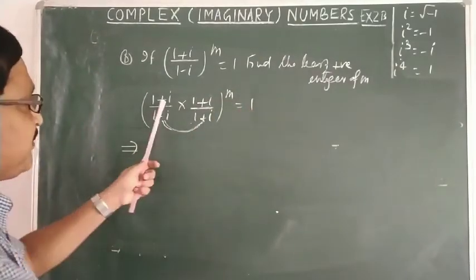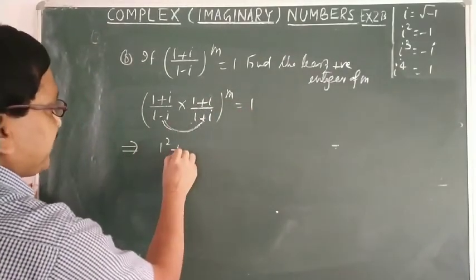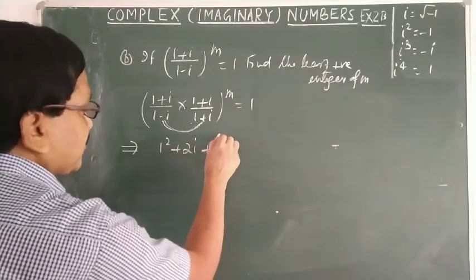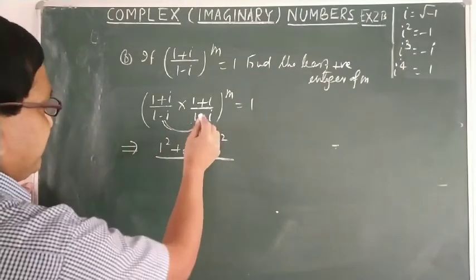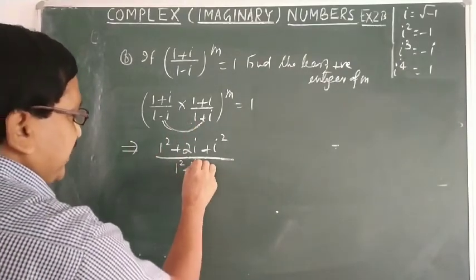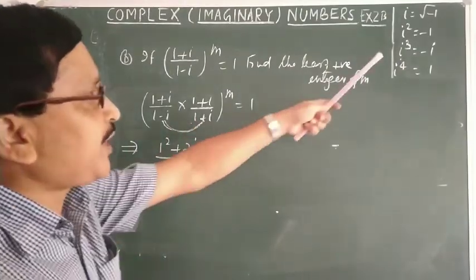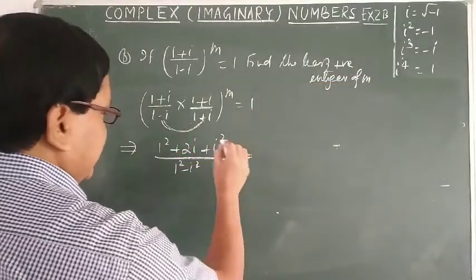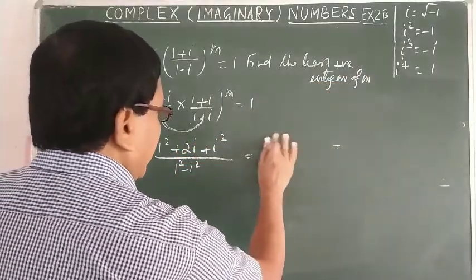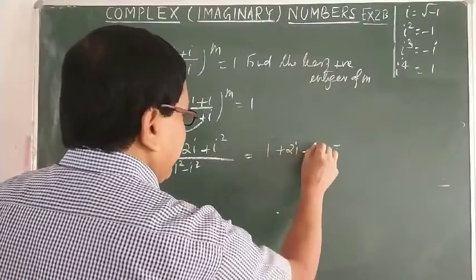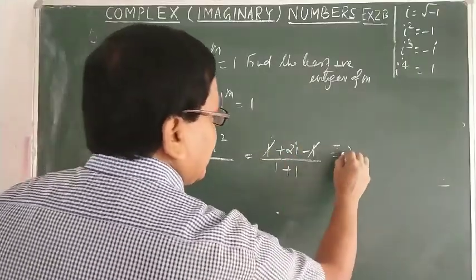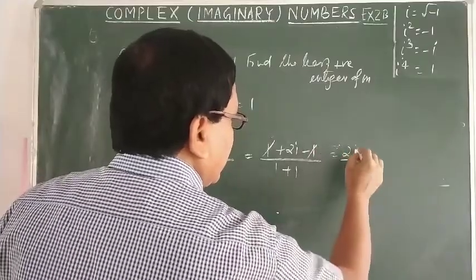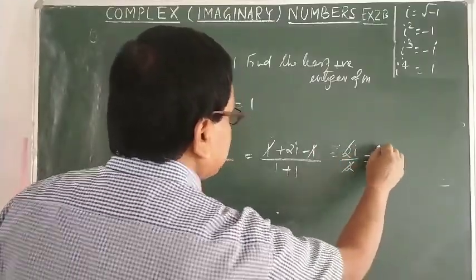Now this is (a + b) whole square, so a square plus 2ab plus b square. In the denominator, (a + b)(a - b) is a square minus b square, so 1 square minus i square. Use i square is minus 1, and minus 1. So this is (1 + 2i - 1)/(1 + 1). This is cancelled, so 2i/2. So this is simply i.